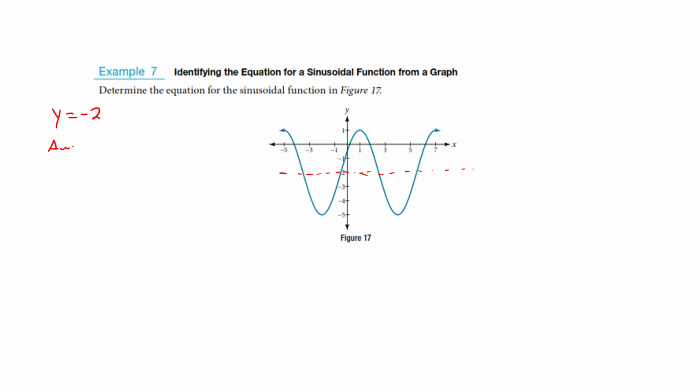Now the reason I need that is so that I can really understand the amplitude. The amplitude is how high and how low you're going. Well, I'm going up 3, down 3. So my amplitude is 3.